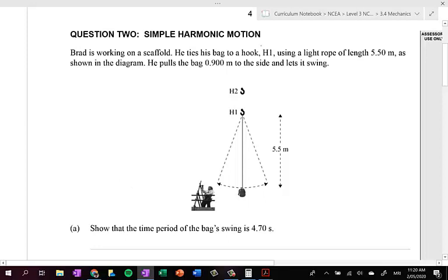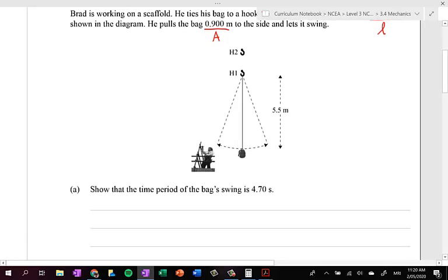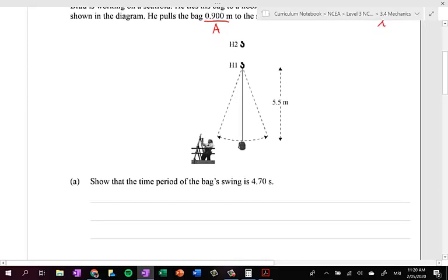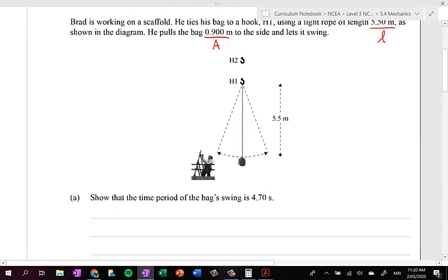He ties his bag to a hook, H1, which is here, using a light rope of length 5.5 meters as shown in the diagram. He pulls the bag 0.9 meters to the side and lets it swing. So we can already note that this is the amplitude and this is the length of our pendulum. And we're asked first to show that the time period is 4.70 seconds.